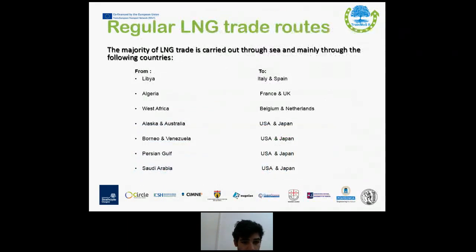The majority of LNG trade is carried out through sea and mainly through the following routes: from Libya to Italy and Spain, from Algeria to France and UK, from West Africa to Northern Europe and more specifically to Belgium and Netherlands, from Alaska and Australia to USA and Japan, from Borneo and Venezuela, again to USA and Japan, from the Persian Gulf to USA and Japan, and finally from Saudi Arabia to the same destinations again, USA and Japan.